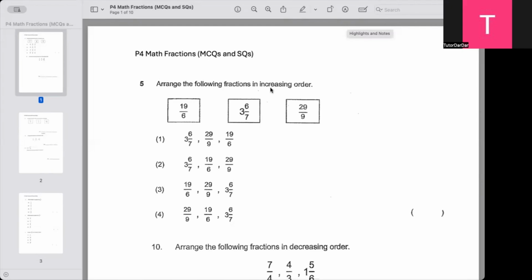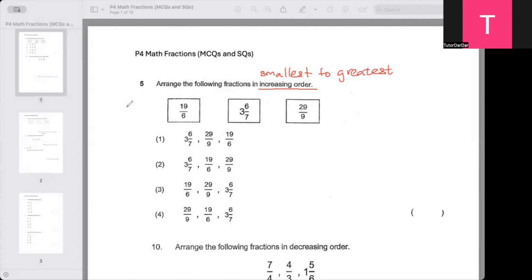Arrange the following fractions in increasing order. Increasing means smallest to the greatest. When we look at these three fractions, you can see it is a mix of improper fraction and mixed number. And when you look at all the denominators, 6, 7, and 9, it is quite difficult to find the common denominator. So what we are going to do is change the improper fraction to mixed number first.